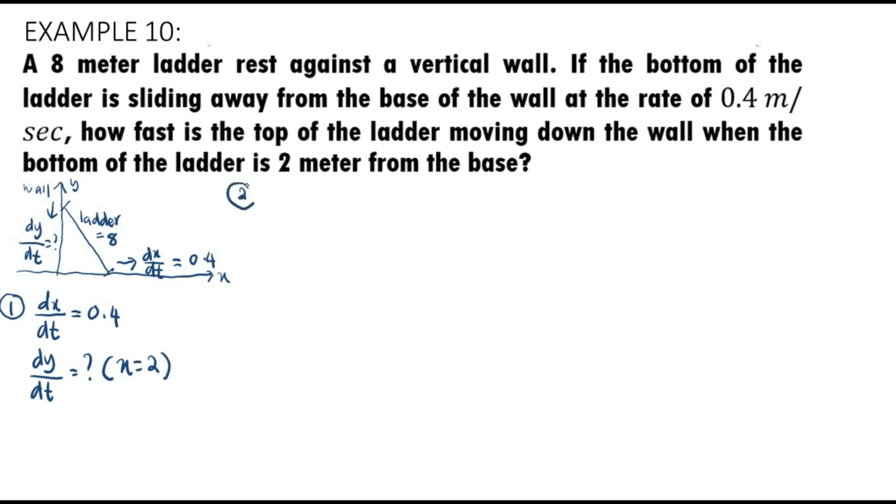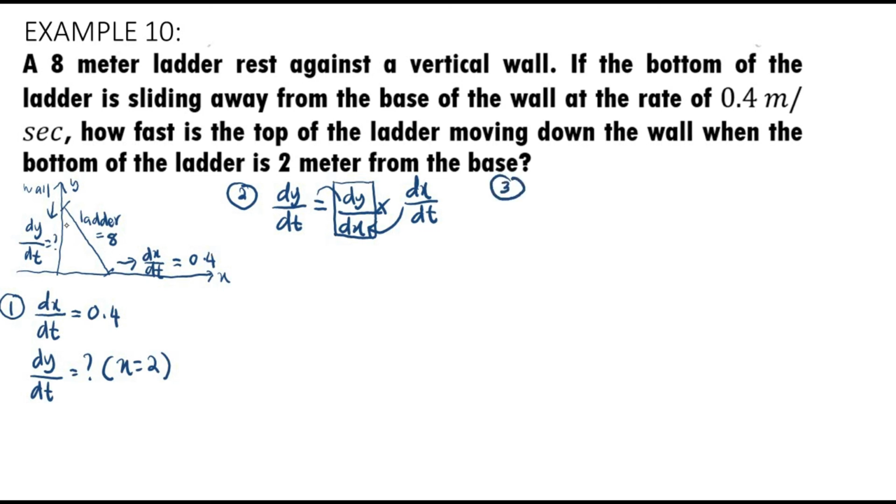The second step, now we can construct our chain rule. So what we have to find is dy over dt, and given in the question is basically dx over dt, means that in order to solve this, first we have to find dy over dx. So in order to find dy over dx, we have to find y in terms of x equation.